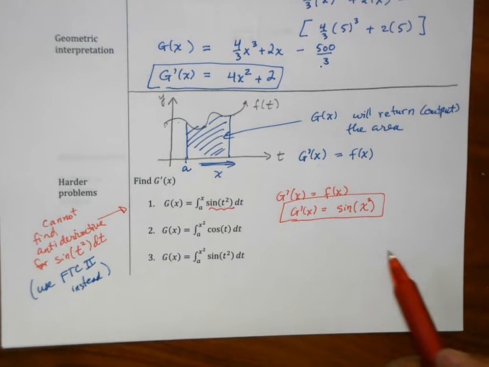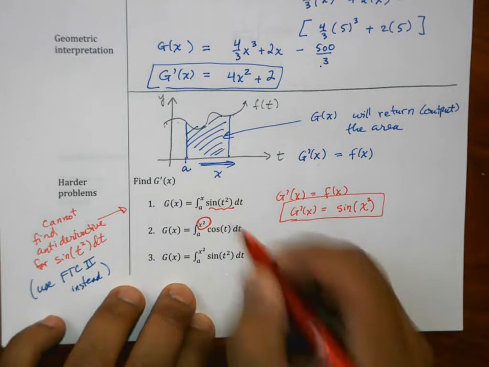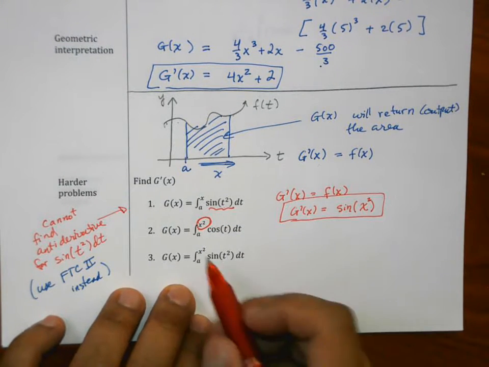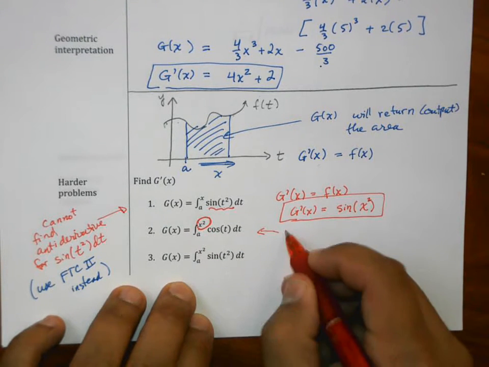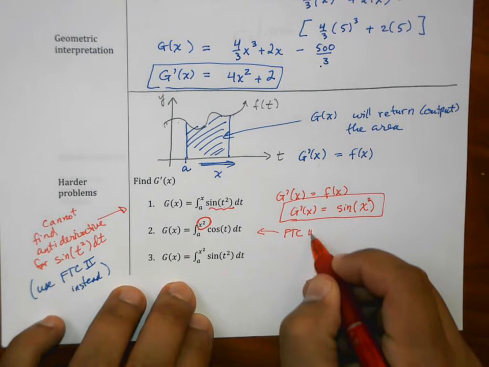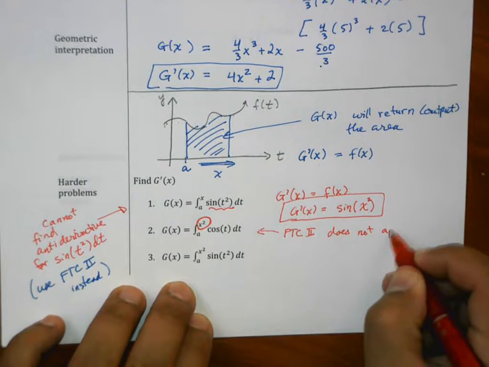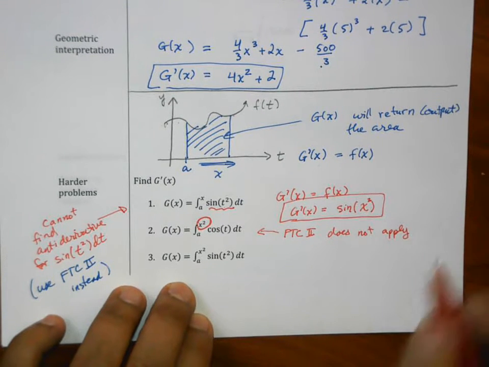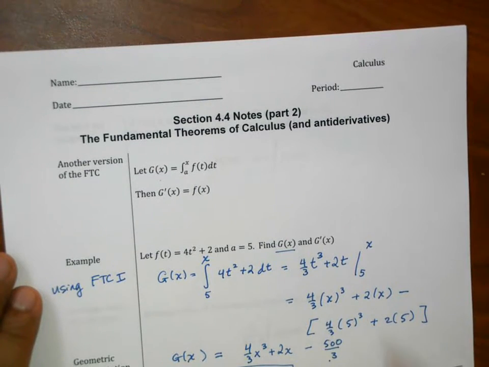Now we're going to use this same concept, and we're going to do this with the next one. Now I want to point to an important fact here, that the upper bound of this is not x, it is x squared. Okay, so in this case FTC2 does not apply, at least not directly.